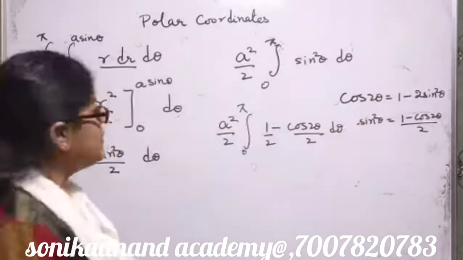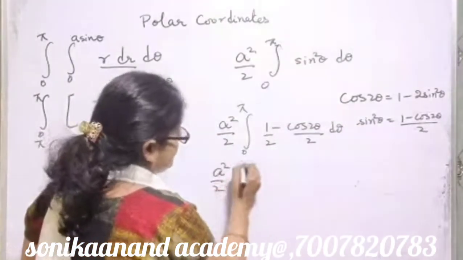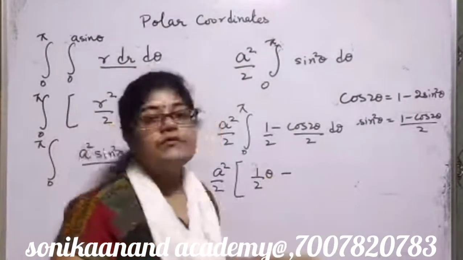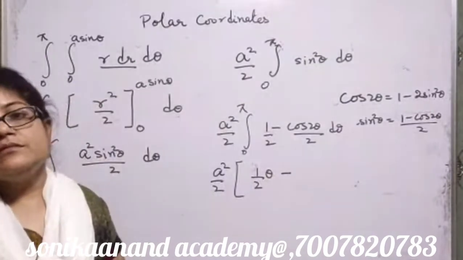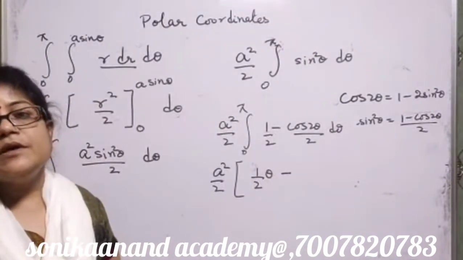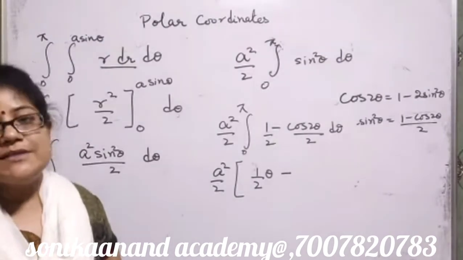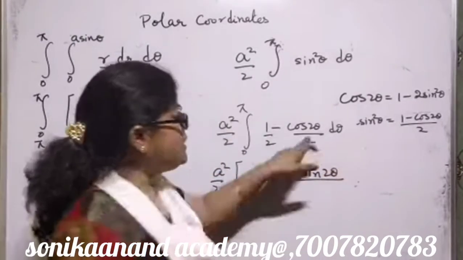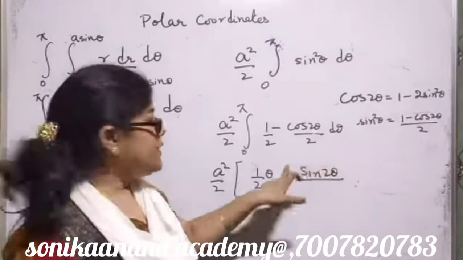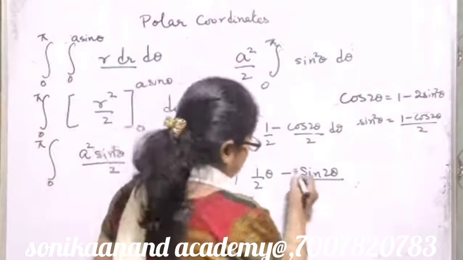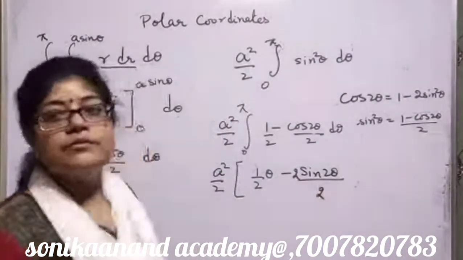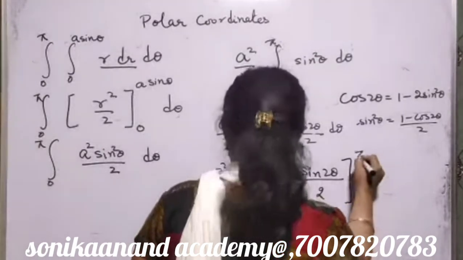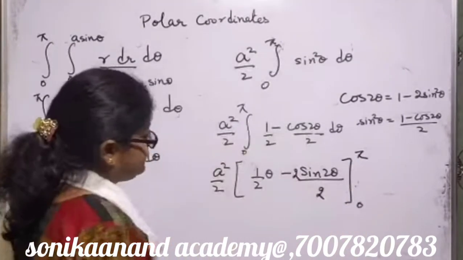Here, now we integrate it. A square by 2, 1 by 2, integration, that is 1 by 2 theta minus the integration of cos 2 theta. The integration of cos theta is sin theta, so that is minus sin 2 theta, and when we integrate it, it becomes 2 over here, over 2, with limits 0 to pi.